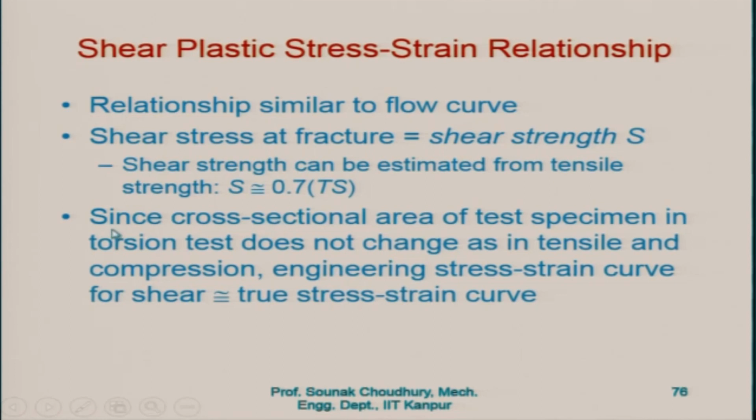Now, since the cross sectional area of the test specimen in the torsion test does not change as in case of tensile and compression, the engineering stress strain curve for shear is equal to the true stress strain curve. This is the reason, if you remember, we said in the beginning that the engineering stress strain curve for shear and compression remains the same. So, these two are the same in this case.